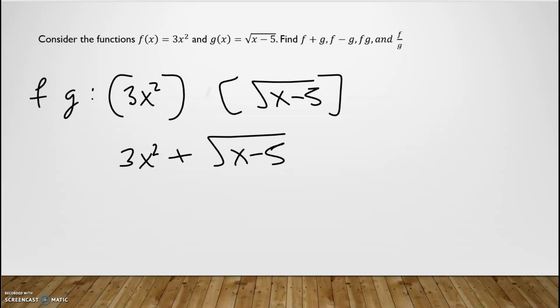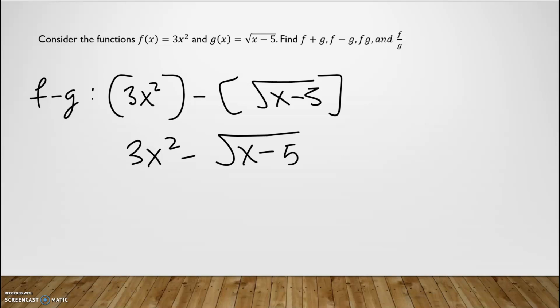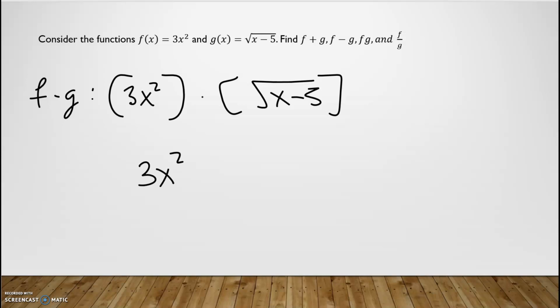Okay, if we change this to subtraction, what we would get is 3x squared minus the square root of x minus 5. And that'd be it for that one. If we look at f times g, what we would have is 3x squared times the square root of x minus 5, and that would be it for this one right here.